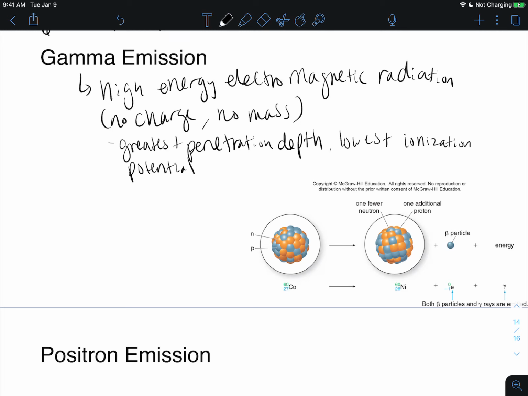And then, of course, beta particle is going to be in the middle. It's going to have a greater penetration depth than an alpha particle, but a lower ionization potential versus the alpha particle, and then less penetration depth versus a gamma ray, but higher ionization potential versus a gamma ray. Okay, so generally gamma emission accompanies another nuclear decay process.